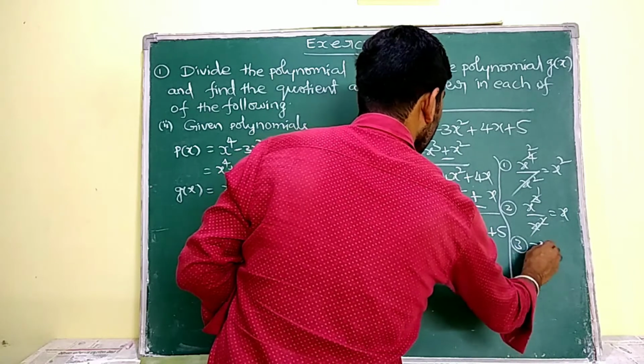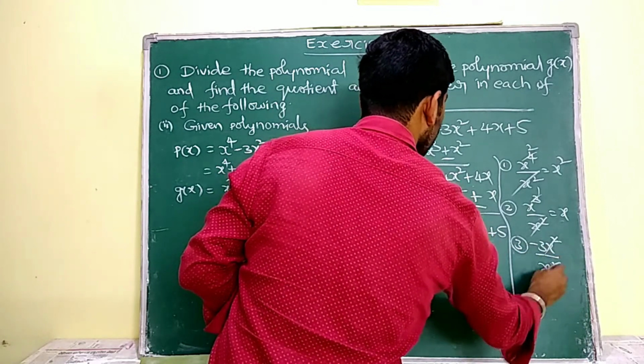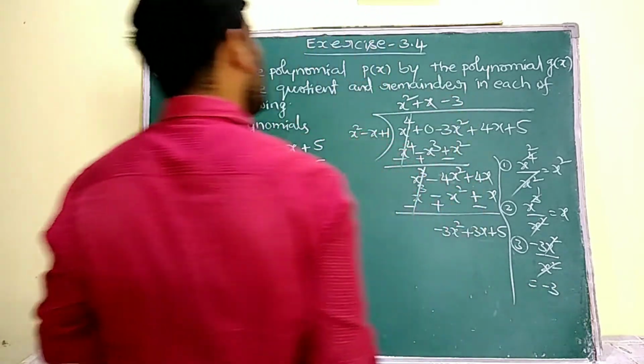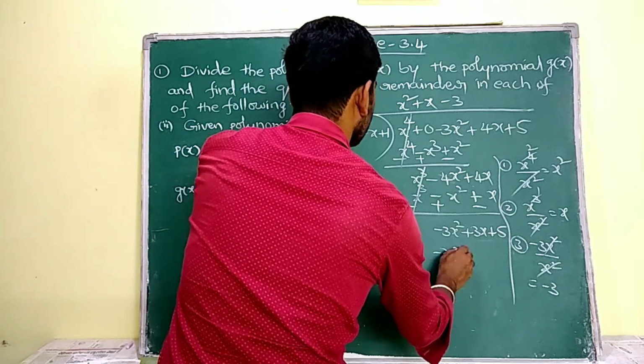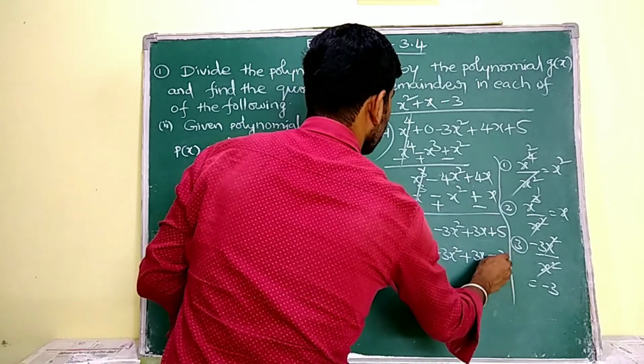To obtain the third term, 3x square divided by x square, the x squares are going to be cancelled. Then minus 3 is the third term of the quotient. So minus 3 into x square is minus 3x square, and minus 3 into minus 3 is plus 3x. It is minus 3 mark.